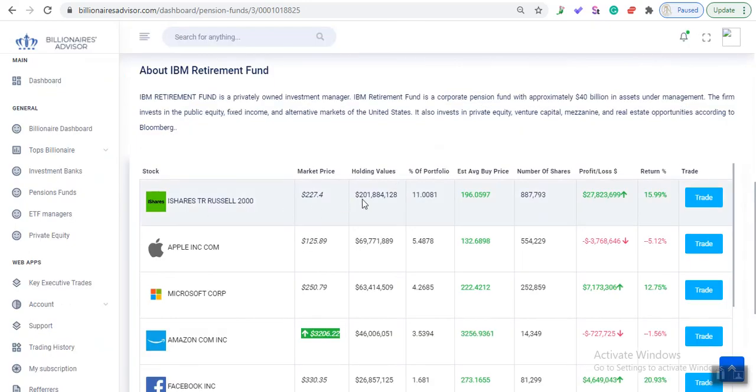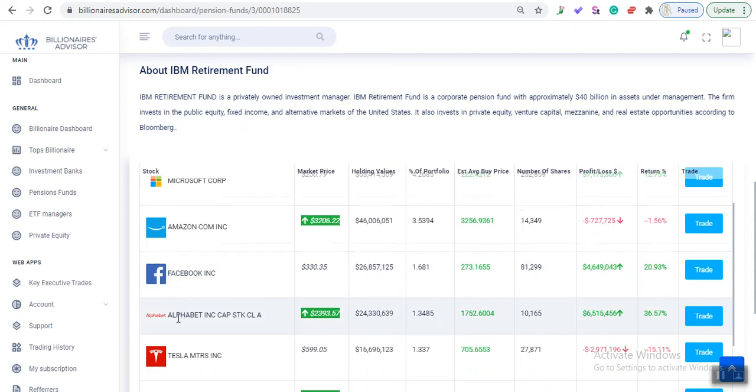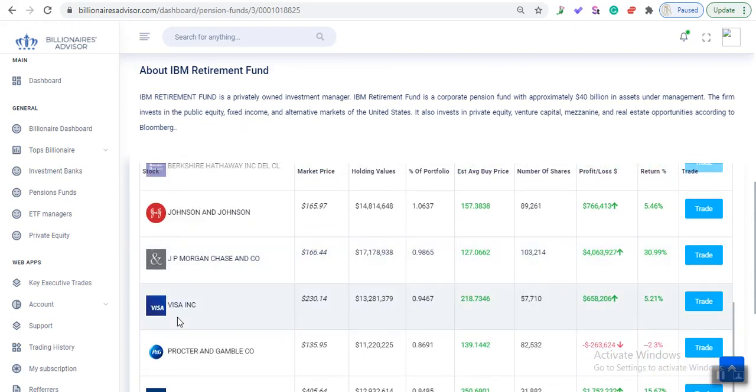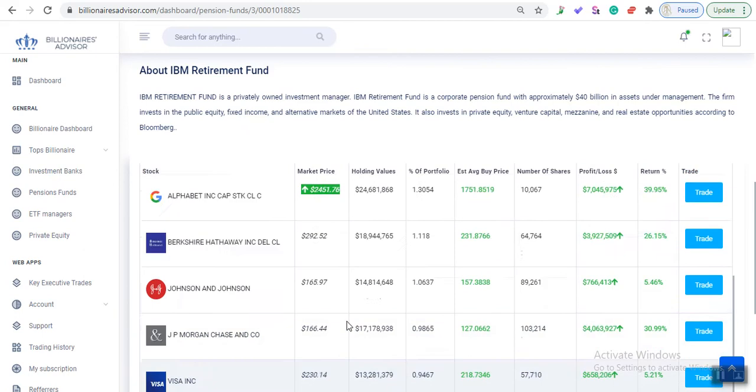Now, the portfolio holding, of course, is 201 million US, 11% of their portfolio, and their bought price is 196. So whereas IBM's number one holding is different than Canadian Pension, they have Apple, Microsoft, Amazon, Alphabet, Tesla, Google, Berkshire, Visa, Procter & Gamble Corp, etc.